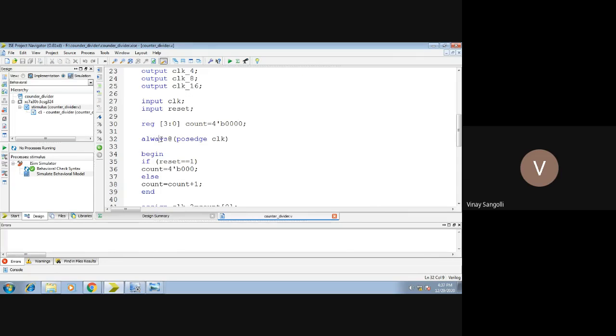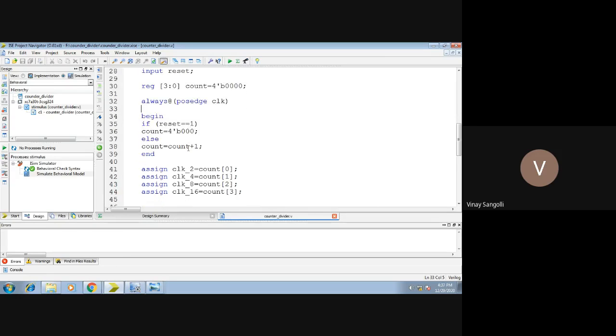Next, always at posedge of the clock. Posedge of the clock means what now? Always at the positive edge of the clock, we need to start doing our execution. And as you know, the reset is of two types. One is active high, and the other one is active low. Right now, we'll consider it as active high. That means if the reset is equal to 1, then the count is set to 0. Else, you will start with the counting.